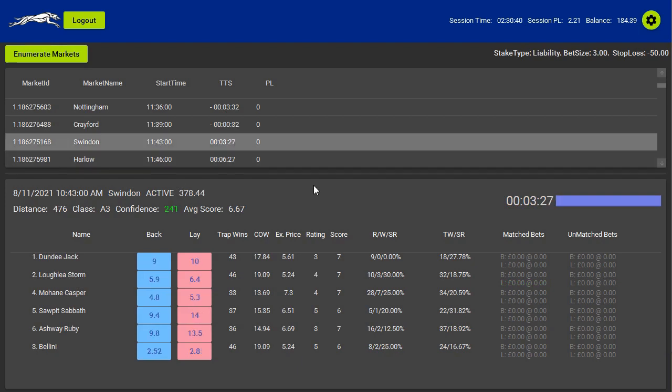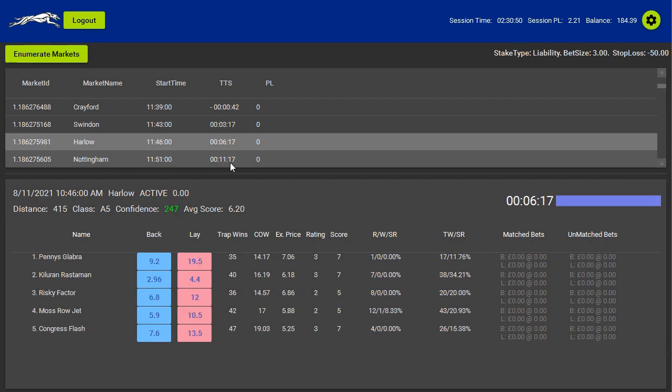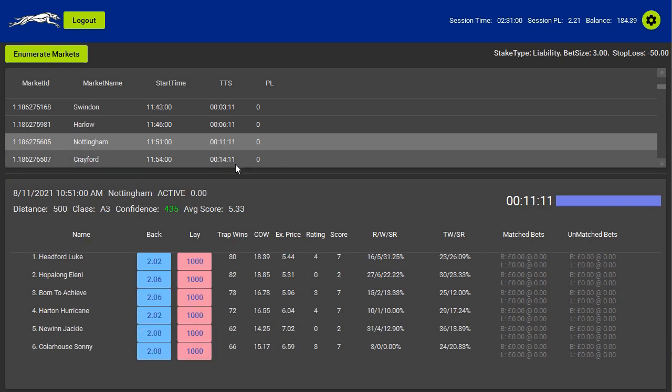So let's go to the next race. Now this has got a score of 6. I'm not going to go on a race with a score of 6. I generally look for a score of 5 or under. So we're not going on that one. So now this has only got 5 runners in it, so we leave that one alone as well. So this is our next one.